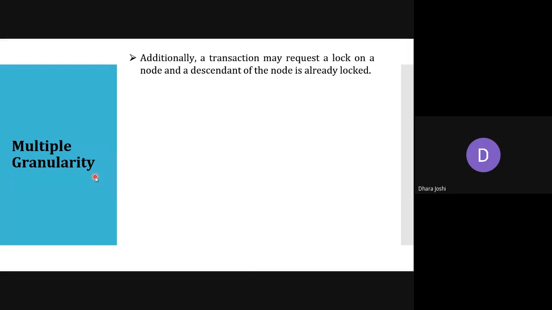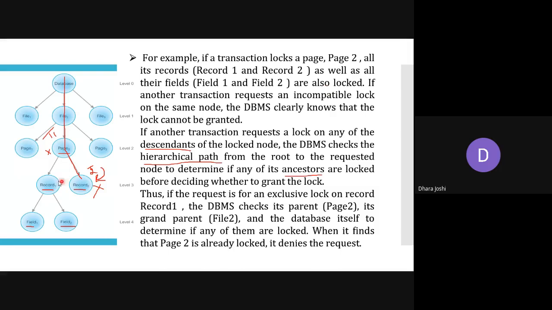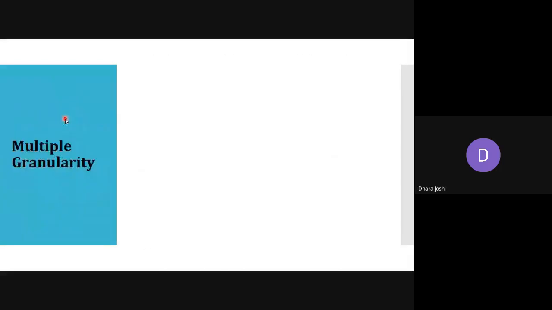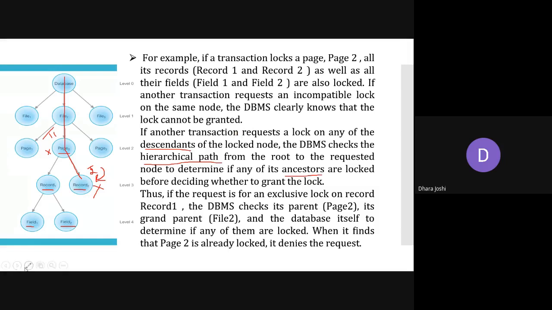Additionally, a transaction may request a lock on a node when a descendant of the node is already locked. We'll go back to that slide so you can have a look. For example, if a lock is requested on this file 2, the DBMS checks every page in the file, every record in those pages, and every field in those records to determine if any of them are locked or not. We are going in the reverse manner.